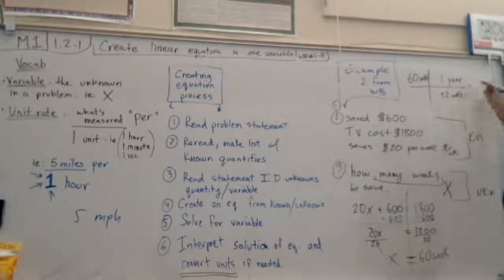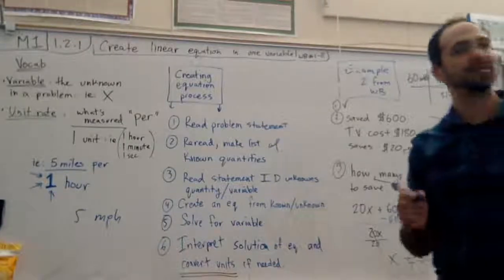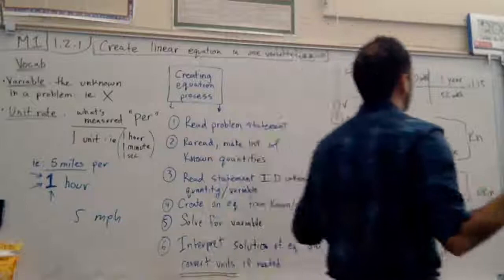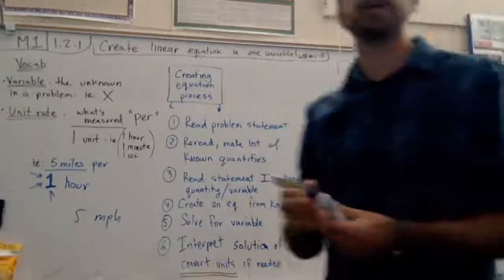60 divided by 52 is 1 point... I did this last time. I think it's 1.15. My guess last period was 1.16. Missed it. 1.15 what? Years. Done.